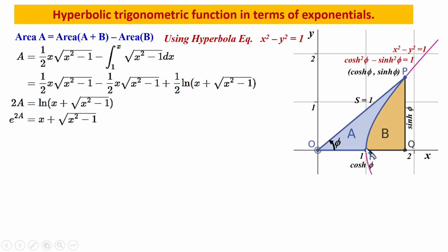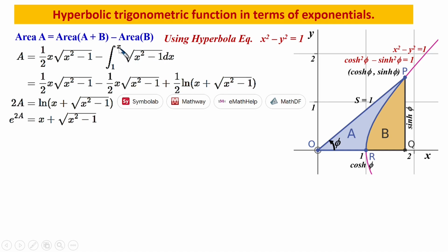So the area of B is the integral of y dx, where y is the square root of x square minus 1 dx, and in this integral x goes from 1 to x. This integral you can find by using any one of these apps, Symbol Lab or Mathway. You just put in this integral and it will give you this answer.